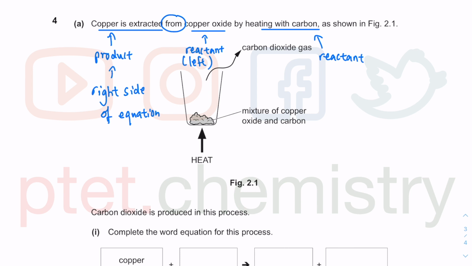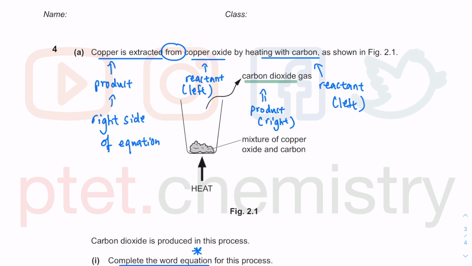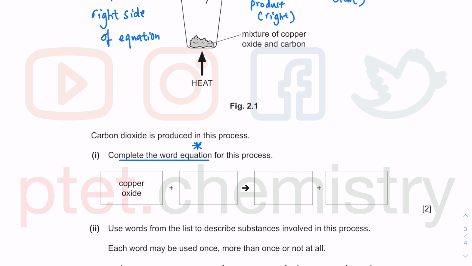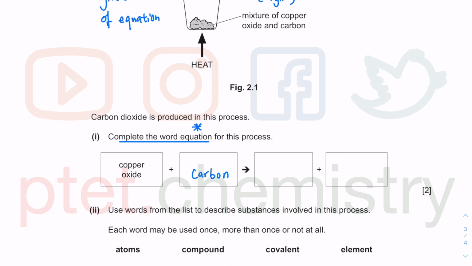And then you see here we are producing carbon dioxide gas. So carbon dioxide gas is our product. Again, that is on the right side. So if we complete everything into the word equation, complete the word equation, not chemical formula, we could see that by reading the English, by heating with carbon with the copper oxide. So copper oxide reacting with carbon, and then we are producing the copper, because we get the copper from this reaction of copper oxide and carbon. We get copper metal. We also get carbon dioxide gas. So we just write in copper metal as well as carbon dioxide, just reading the diagram and reading the question in English, to be honest.